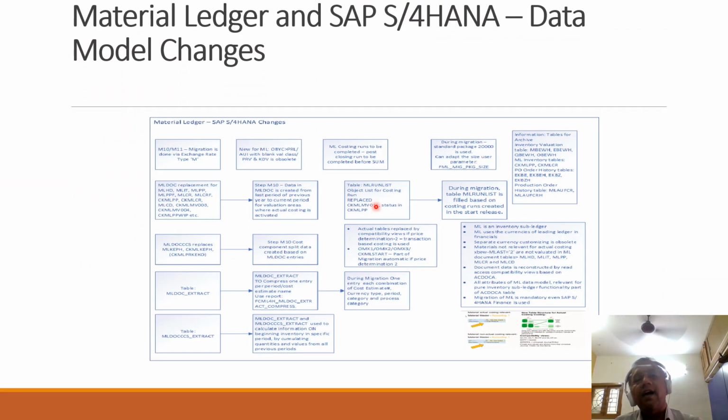Material ledger and the S/4HANA data model changes. It shows what the data model changes are in the material ledger, and why they are happening: because of the currency setting and because of the data model. So these are all I have covered in the material ledger so far. I have taken some of the material from SAP blogs, some of the information from my own experience, and some from various notes I have plugged in, to help understand the concept.